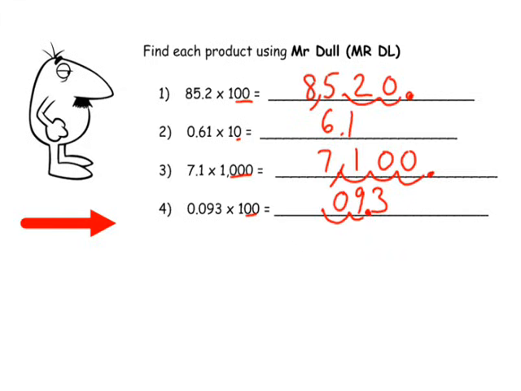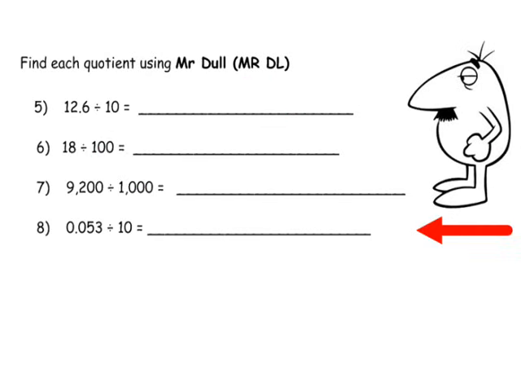Let's try some division. So remember, when you divide, you move the decimal. When you divide by a power of 10, we're going to move the decimal to the left. So here we have 1 zero. I'm going to take 12.6, and we're going to move it 1 to the left. So it'd be 1 and 26 hundredths.